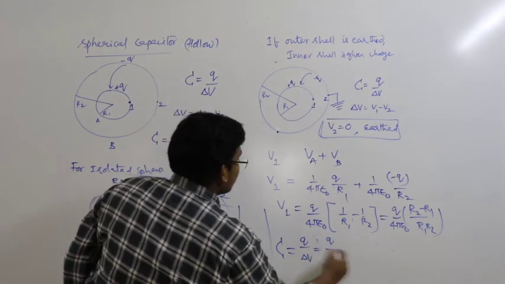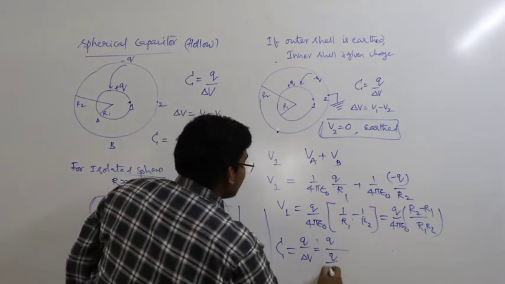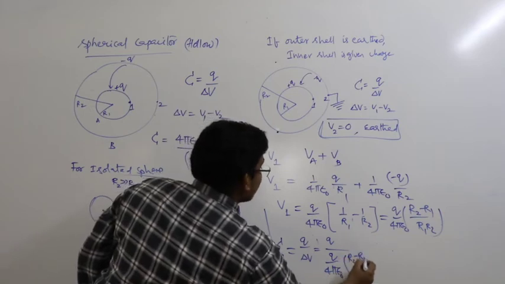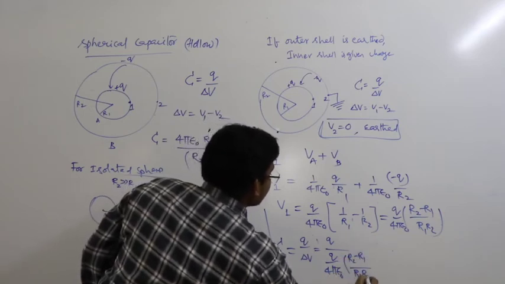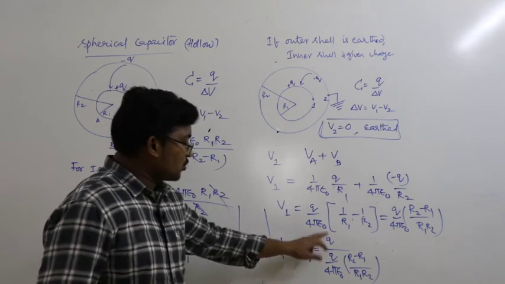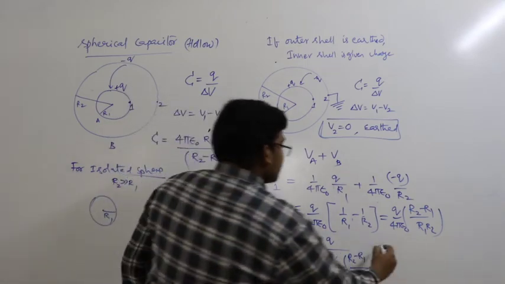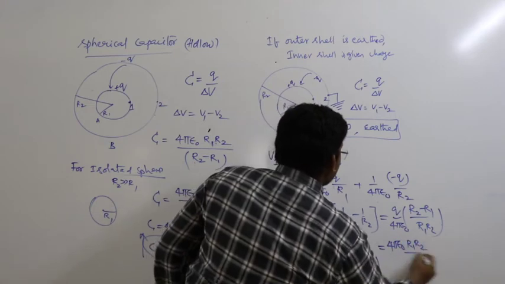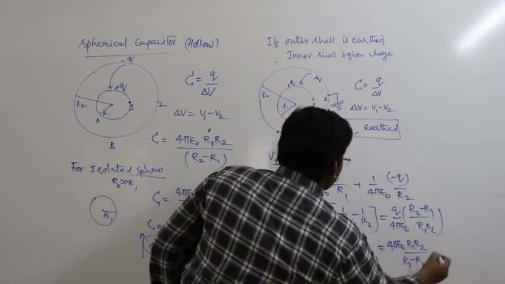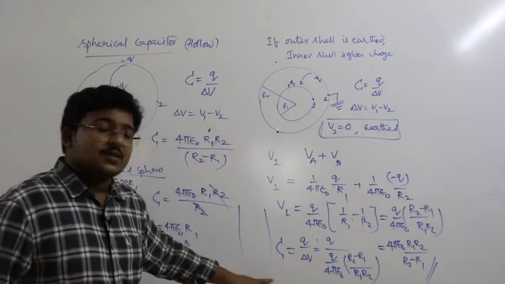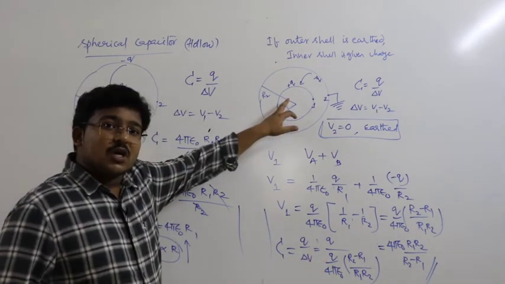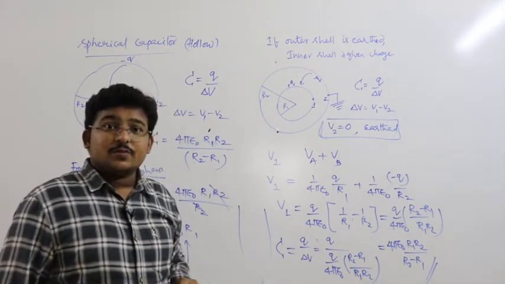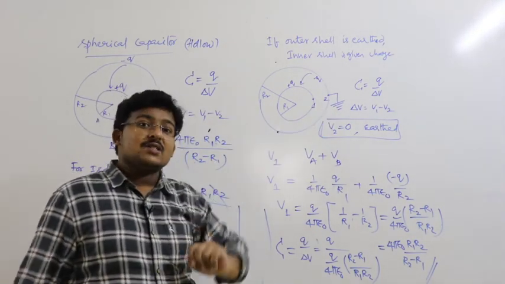So charge upon delta V, what did we get? Q by 4 pi epsilon naught into (R2 minus R1) by R1 R2. So Q cancels, this will go up, so that it will be 4 pi epsilon naught R1 R2 by (R2 minus R1). So this is the capacitance when the inner sphere is given charge q and the outer sphere is earthed. Outer sphere is earthed, inner one is given charge.